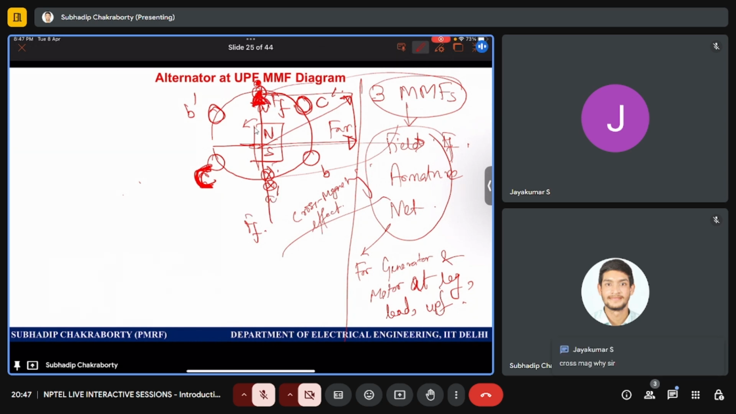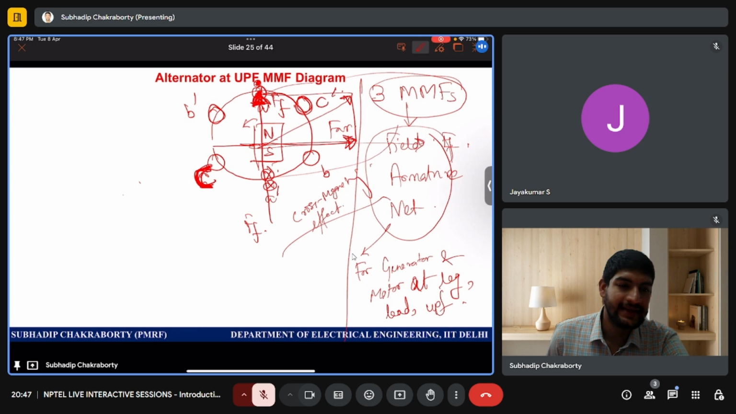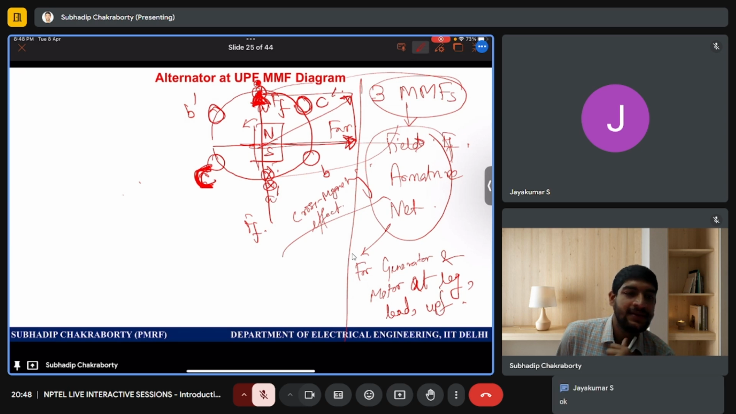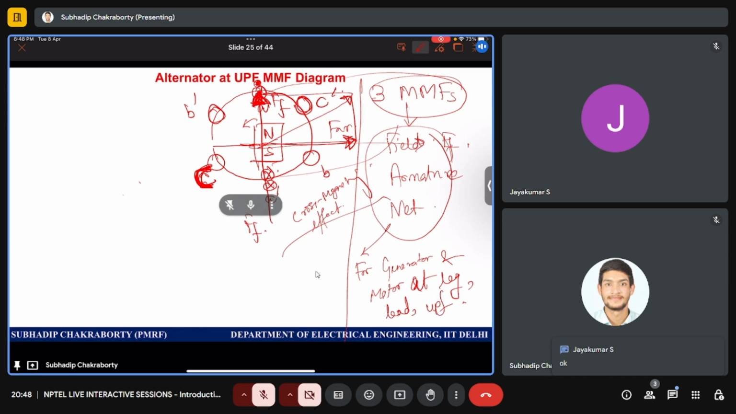Because the magnetic lines are completely perpendicular to each other. When two lines are perpendicular to each other, you learned in vector that they don't actually influence each other, but it changes the axis of the net flux. No component of FAR is on FF. Similarly, no component of FF is on FAR. So neither is it aiding FF nor is it opposing FF. So that's why we call it cross magnetizing kind of. Okay.